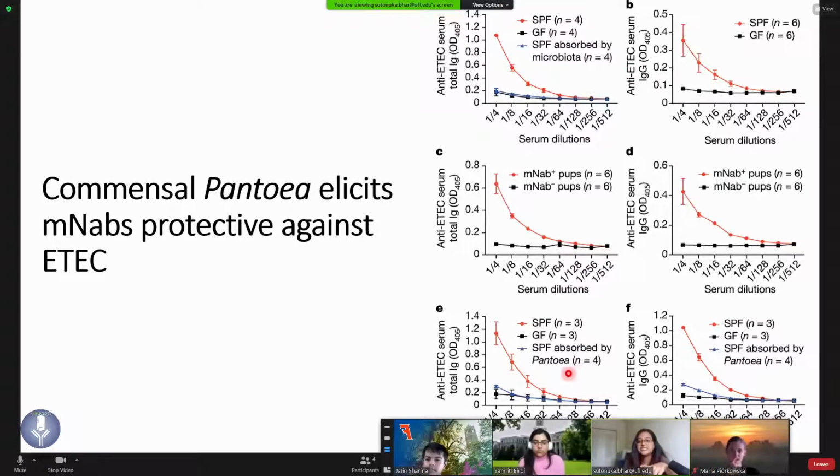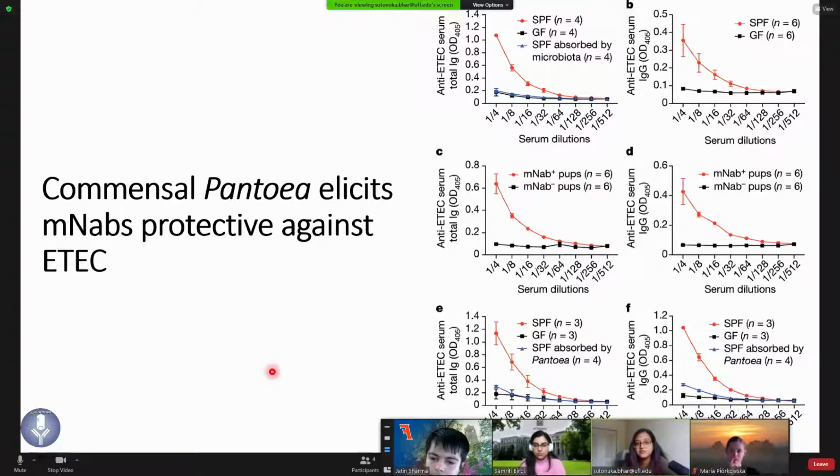In this case, they are separating only the Pantoia species from the feces and not the whole microbiota. And the Pantoia species by itself can absorb all the immunoglobulins or all the IgGs on its surface and be pelleted out, and the serum will be devoid of any immunoglobulins or IgGs. That's what they're showing here.